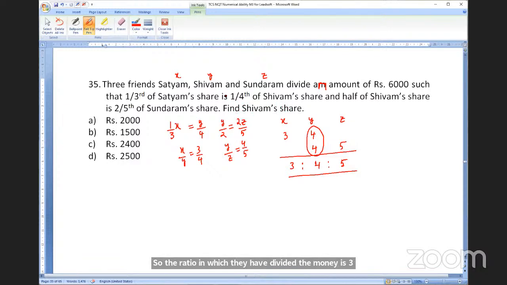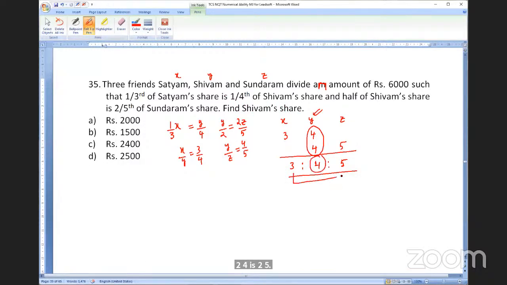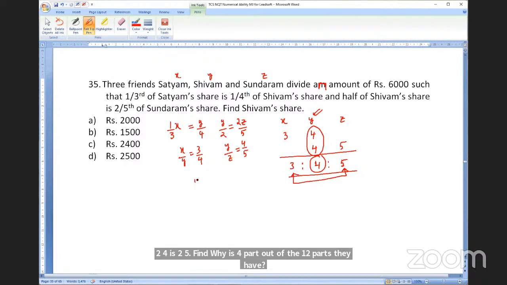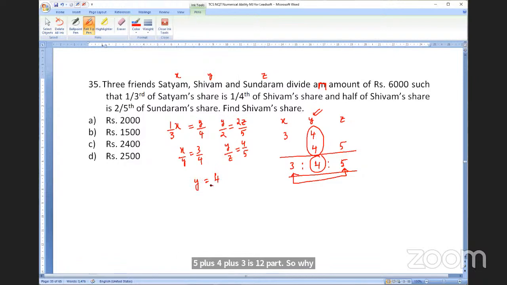Find Shivam's share. Shivam is Y. Y is 4 parts out of the 12 parts they have. 5 plus 4 plus 3 is 12 parts. So Y should get 4 divided by 12 parts, that is one third of 6,000. One third of 6,000 is 2,000. Shivam's share is 2,000 and that features in option A.